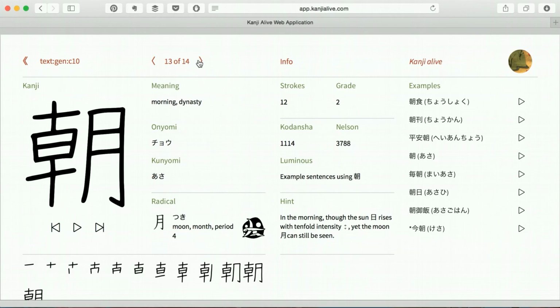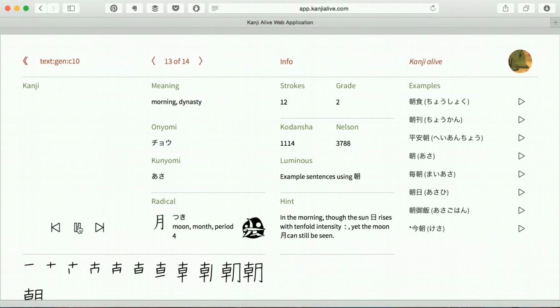Kanji number 13 is the kanji for morning. You need to watch out for this because the left-hand radical looks like it will be the kanji for kuruma, but it isn't because this doesn't go all the way through. It's a 10 and a sun and a 10 and a moon. So let's look at the stroke order.